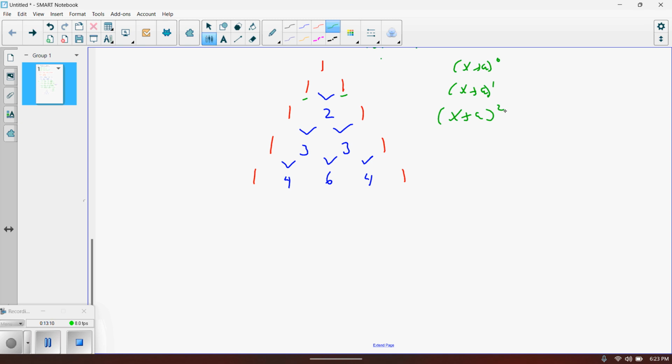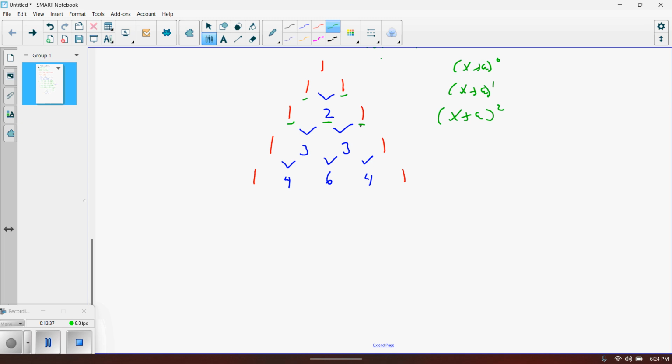Well, if you remember when we expanded that, it was x squared, so that's 1x squared, and then it was plus 2ax, there's your 2, and then it was plus 1a squared, and there's your 1. It's the coefficients that you're going to get when you expand these binomials. And then the last one, again, would be x plus a cubed. It was a 1, 3, 3, 1 pattern.